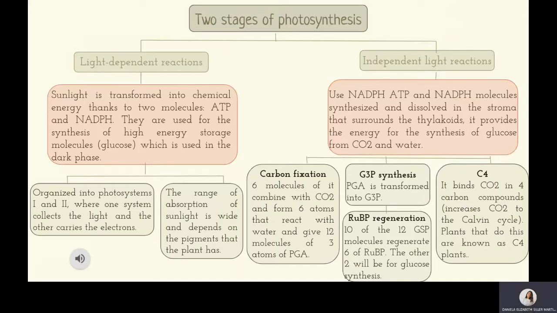For the light-dependent reactions, sunlight is transformed into chemical energy thanks to two molecules, the ATP and the NADPH. These are used for the synthesis of high-energy storage molecules, which is used in the dark phase. We also have that they are organized into photosystems 1 and 2, where one system collects the light and the other carries the electrons. The range of absorption of sunlight is wide and depends on the pigment that the plant has.